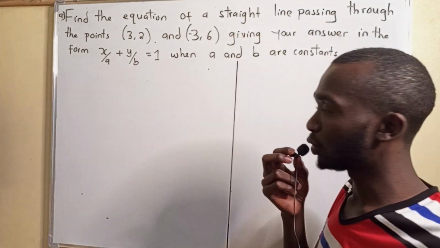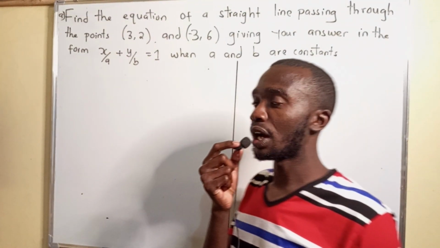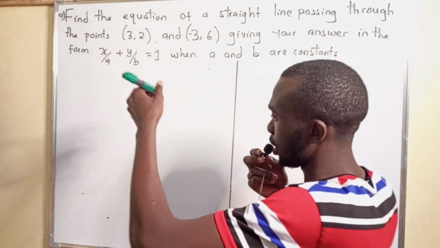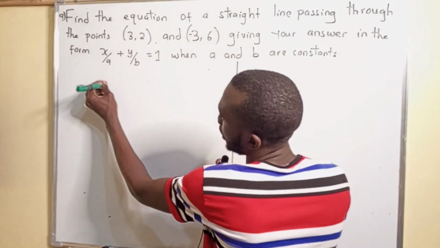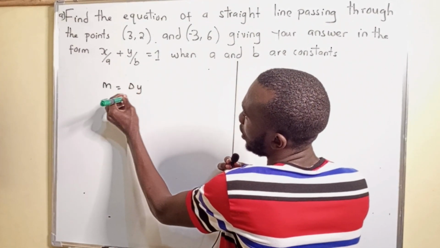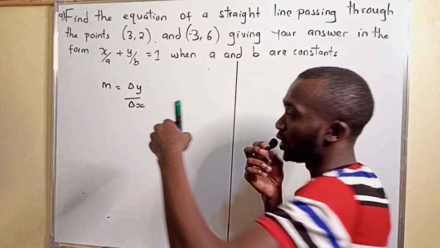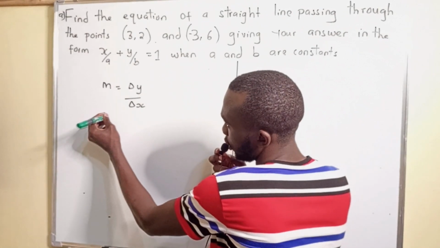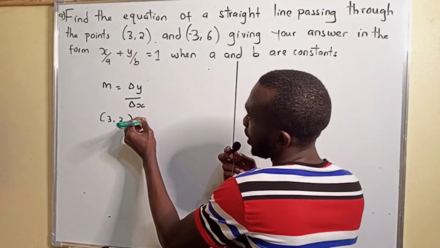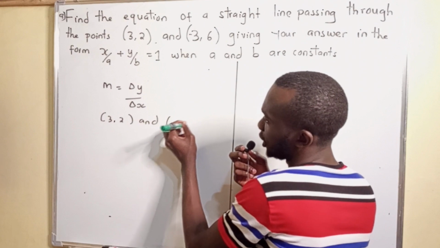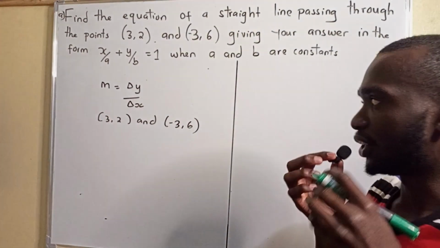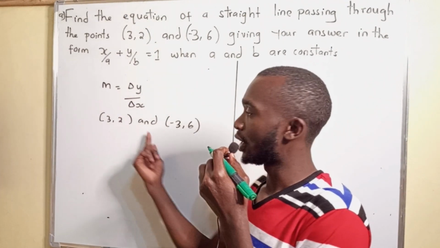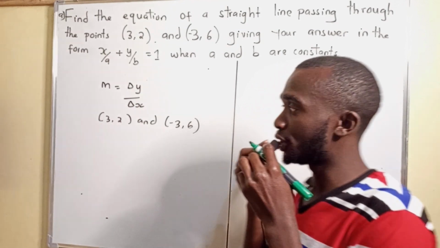The gradient of the line is always obtained by the change in the y coordinate over the change in the x coordinate. I will denote gradient by the letter m, so m is the change in y all over the change in x. The two points are (3, 2) and (-3, 6). The first number in each point is the x coordinate and the second is the y coordinate. So the first point is (3, 2).